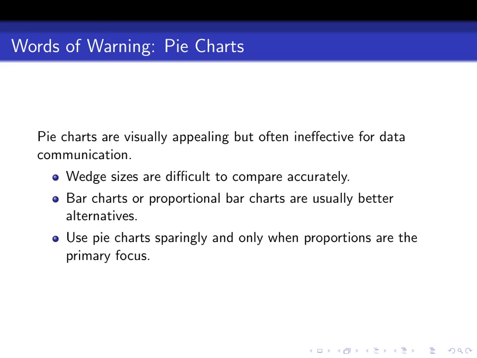Pie charts are visually appealing but often ineffective for conveying information. They make it difficult to compare wedge sizes accurately, and alternatives like bar charts or proportional bar charts are usually better. Use pie charts sparingly and only when proportions are the main focus.